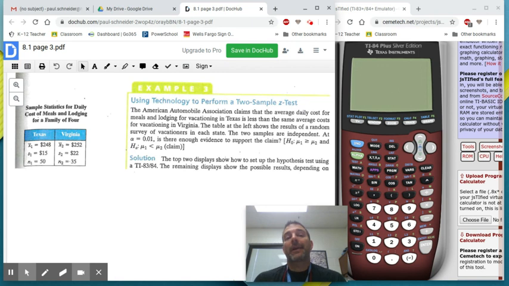Let's see, we're going to do the same things that we did in example 2, except one thing is going to be super different. So let's take a look at what's happening here in this scenario.